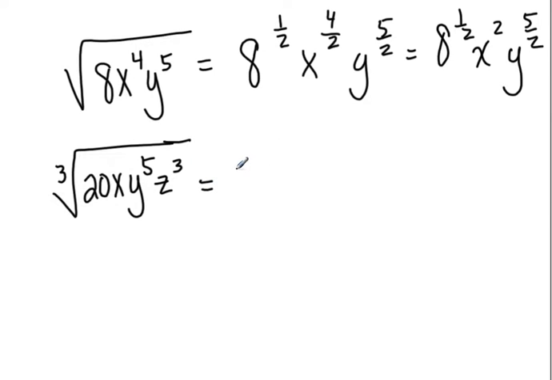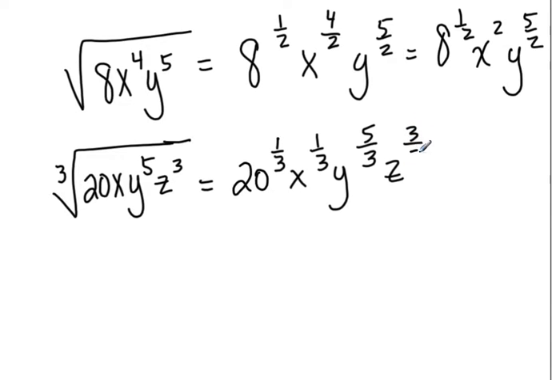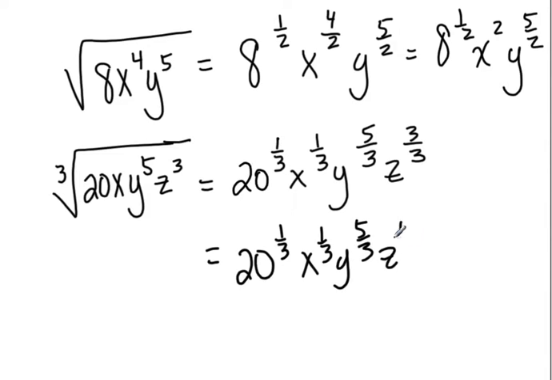All right, who's got it? 20 to the what? 1/3. X to the 1/3. Y to the 5/3. Z to the 3/3. What's going to change? Z only. You can put the 1, you don't have to. Questions?